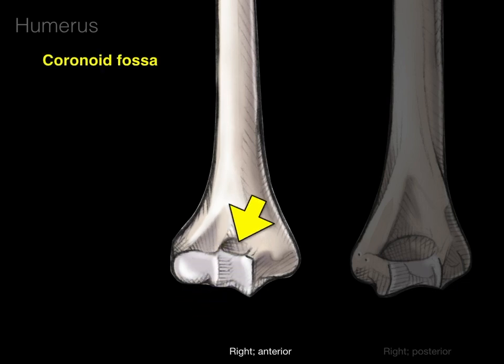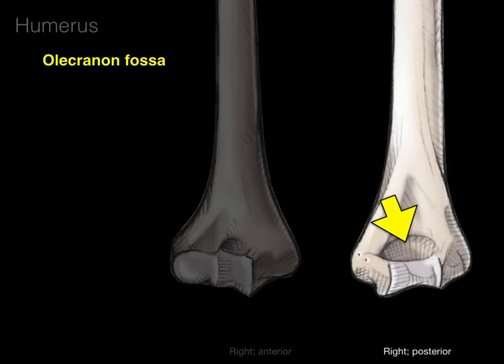Then there's the coronoid fossa, this little concave surface on the anterior distal surface of the humerus, and it articulates with the coronoid process of the ulna. And then on the back is a larger fossa called the olecranon fossa, and that's what serves as a landmark where the olecranon process goes into during extension.